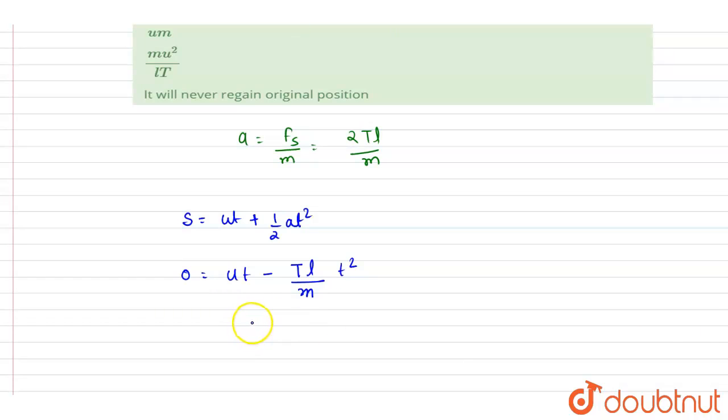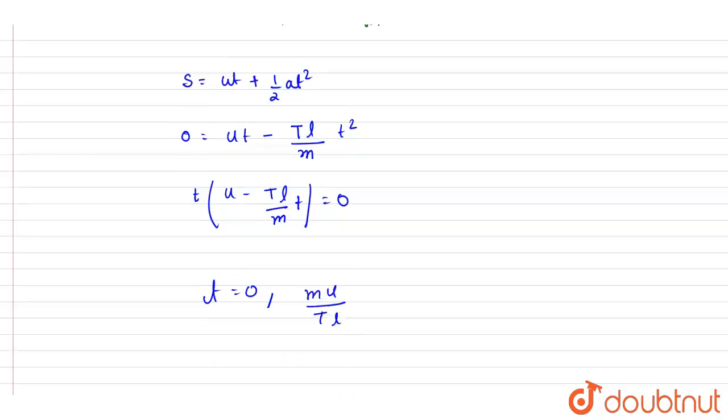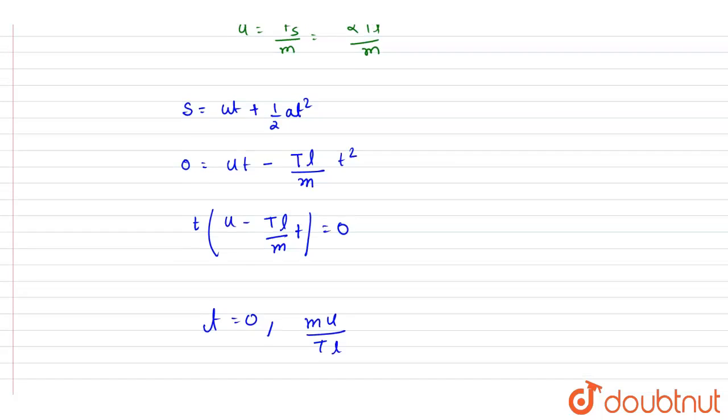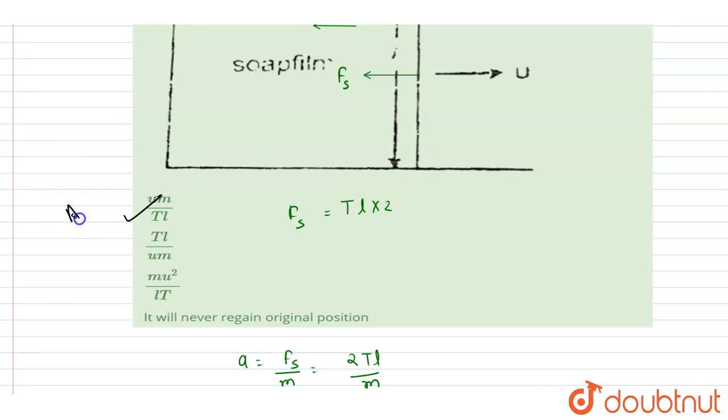So if you see here, from here you got the time. If you take t common here, it is equal to 0. So I will write down t is equal to 0 and t is equal to mu by TL. Right. So now if you got the time, now you can check for the option mu by TL. So mu by TL is the correct one.